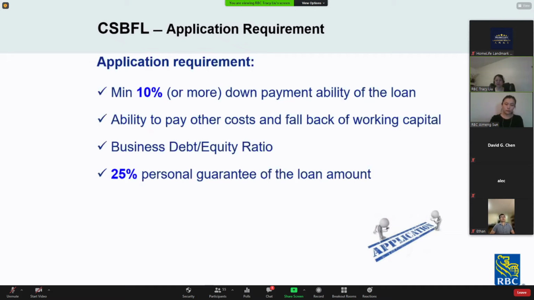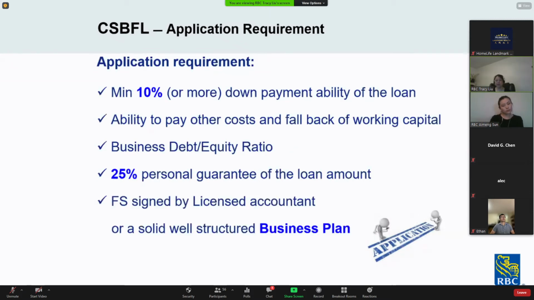For example, if you borrow $350,000, your personal guarantee has to be 25%, which translates to an amount of $87,500. That's the amount that, when you apply for the loan, you have to show us you have the ability to cover. Now, we discuss how we assess the loans.